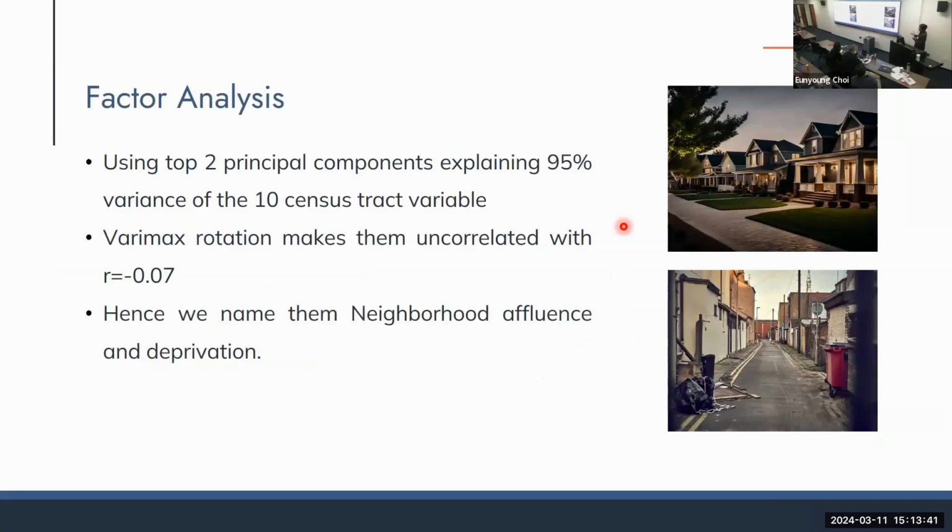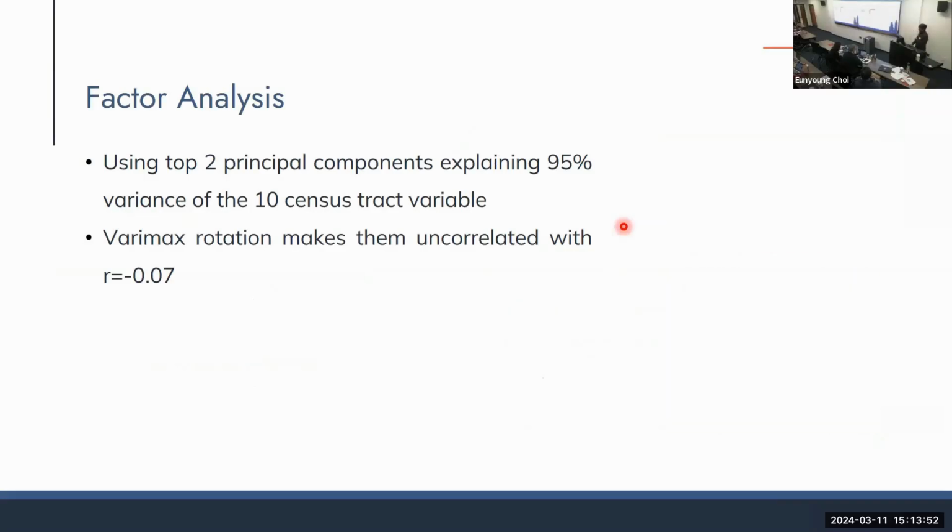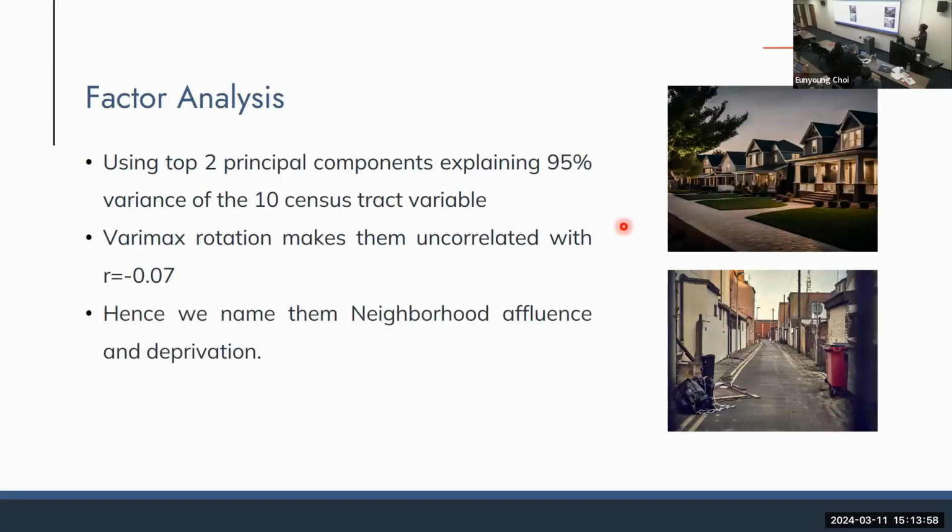We name them neighborhood affluence and deprivation because they have factor loadings that correspond to different things. For example, if I'm considering the census tract variable percent population in poverty, one principal component has a positive factor loading and the other has a negative factor loading corresponding to that. This indicates that these two principal components are capturing different aspects of neighborhood socioeconomic status. And they are represented in terms of quintiles in our analysis.